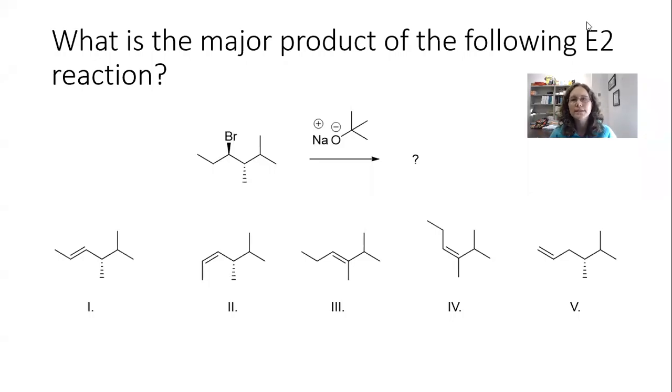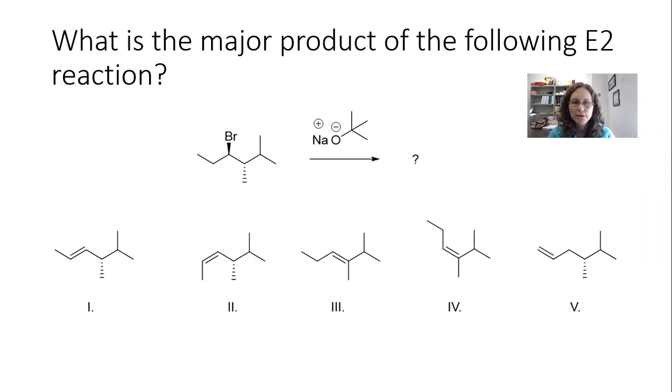The question is asking us, what is the major product of the following E2 reaction? You might not necessarily be given the mechanism of the reaction. So you might just be asked, what is the major product of the following reaction? That would make the problem a little bit more difficult because you'd have to figure out the mechanism on your own. But here, let's take a look at our reaction and think, why is this an E2?